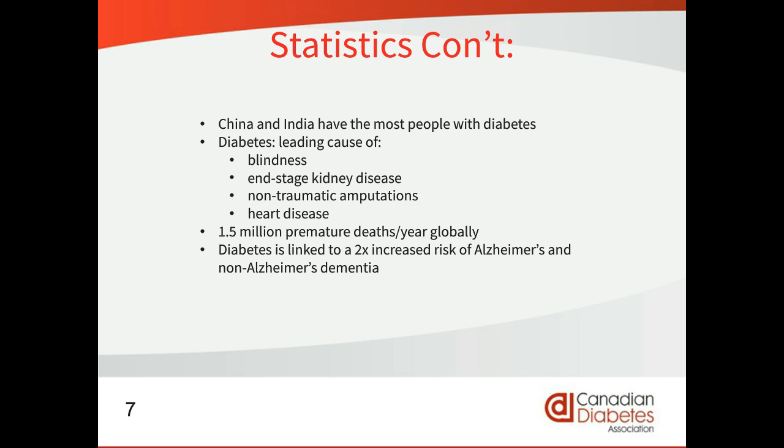Some other interesting statistics in terms of the non-Canadian side, just going to the world. China and India, by default, having large populations, also have the most people with diabetes, partly because of a growing middle class and deviations from their traditional diets. Diabetes worldwide is the leading cause of blindness, end-stage kidney disease, non-traumatic amputations, and heart disease. And estimates are about 1.5 million people die earlier than would be expected annually in the world from diabetic problems. The other interesting fact I found was worldwide, if you have diabetes, you're twice as likely to have Alzheimer's or non-Alzheimer's type dementia. So again, it's a cruel disease. It has its fingers in lots of pies and affects lots of systems and, again, quality of life.